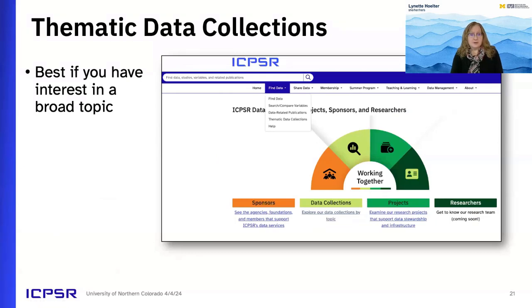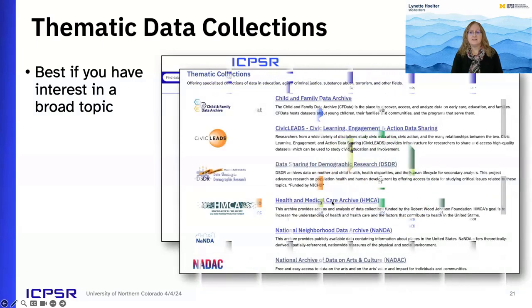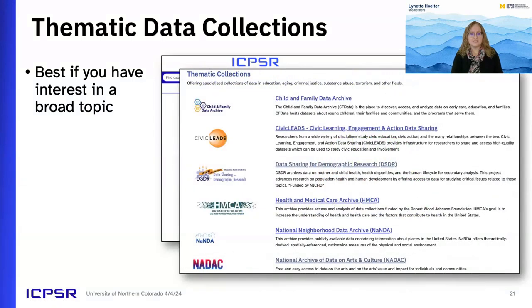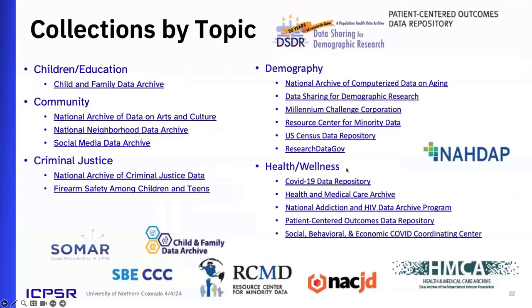We have data grouped in what we call thematic collections or topical archives. These are often funded by an external entity. But if you have a broad interest in a broad topical area, this might be a great place to start. If you go to the Find Data tab in the thematic data collections, and then click down on the bottom on Explore Our Data Collections by Topic, you'll get a page that lists all of the different data collections. And if you click on the links there, it'll take you directly to that page.